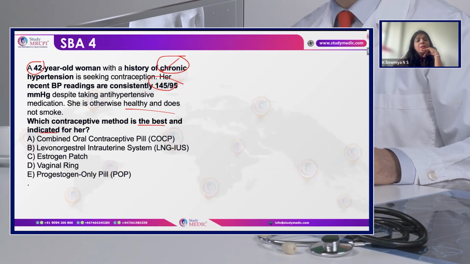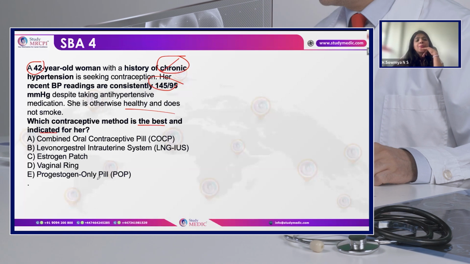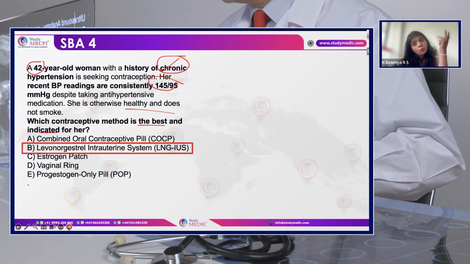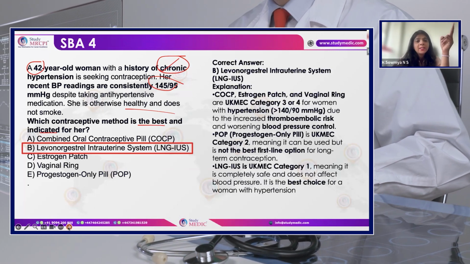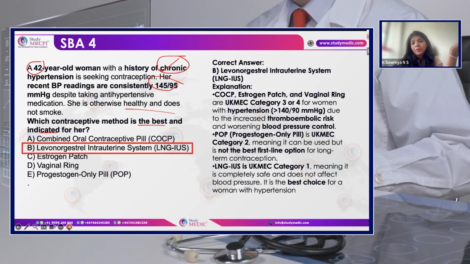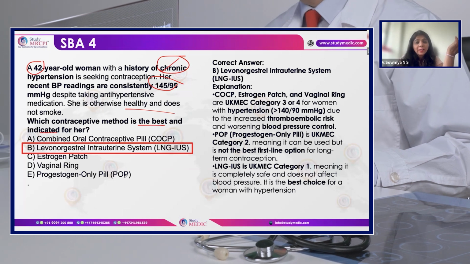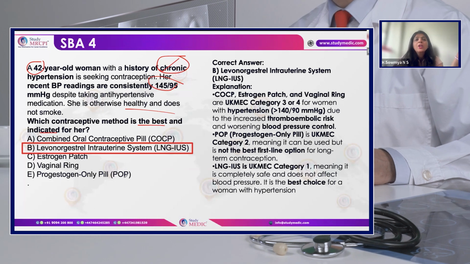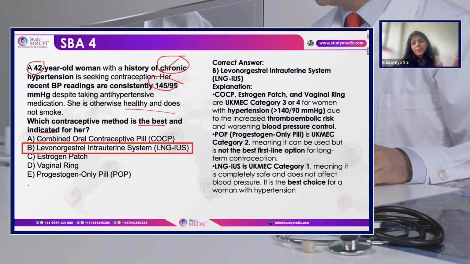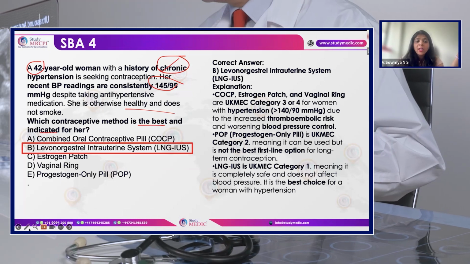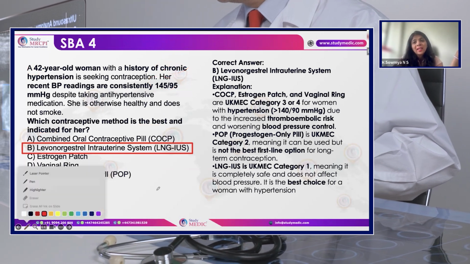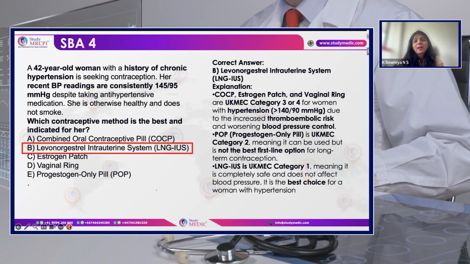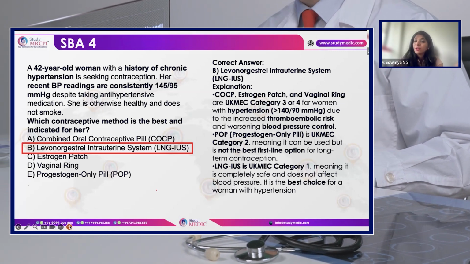So you have option of COC, LNGIS, estrogen patch, vaginal ring, and POP as well. 100%, you would be choosing two options. One is LNGIS. The second one is you could choose POP. Okay, but POP comes under category 2. So because this is a persistent hypertension, chronic hypertension, the best bet would always be LNGIS. It is always category 1. POPs could be used, but it comes into category 2, where you think benefits outweigh risk, which you could do. And obviously, long-acting reversible contraceptive is Mirena, so you can go for that.